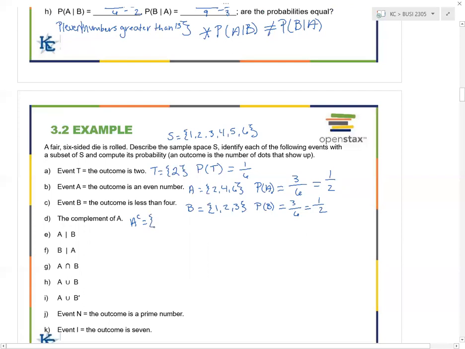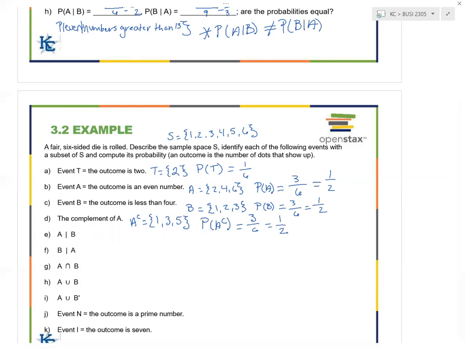So we want everything that's in the sample space that's not in A. So that would be all the odd numbers, 1, 3, and 5. So the probability of A complement is again 3/6. And we could have found that so many ways. We could have done 1 minus the probability of A. We could have looked at the fact that A complement has 3 values and the sample space has 6 values. Or we can double check and add these 2 together to make sure they equal 1, and they do.